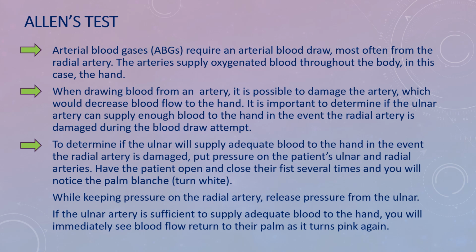To determine if the ulnar will supply adequate blood to the hand in the event the radial artery is damaged, we put pressure on the patient's ulnar and radial arteries. We have the patient open and close their fist several times, and we'll notice the palm blanches or turns white. While keeping pressure on the radial artery, release pressure from the ulnar. If the ulnar artery is sufficient to supply blood to the hand, you will immediately see blood flow return to their palm as it turns pink again.